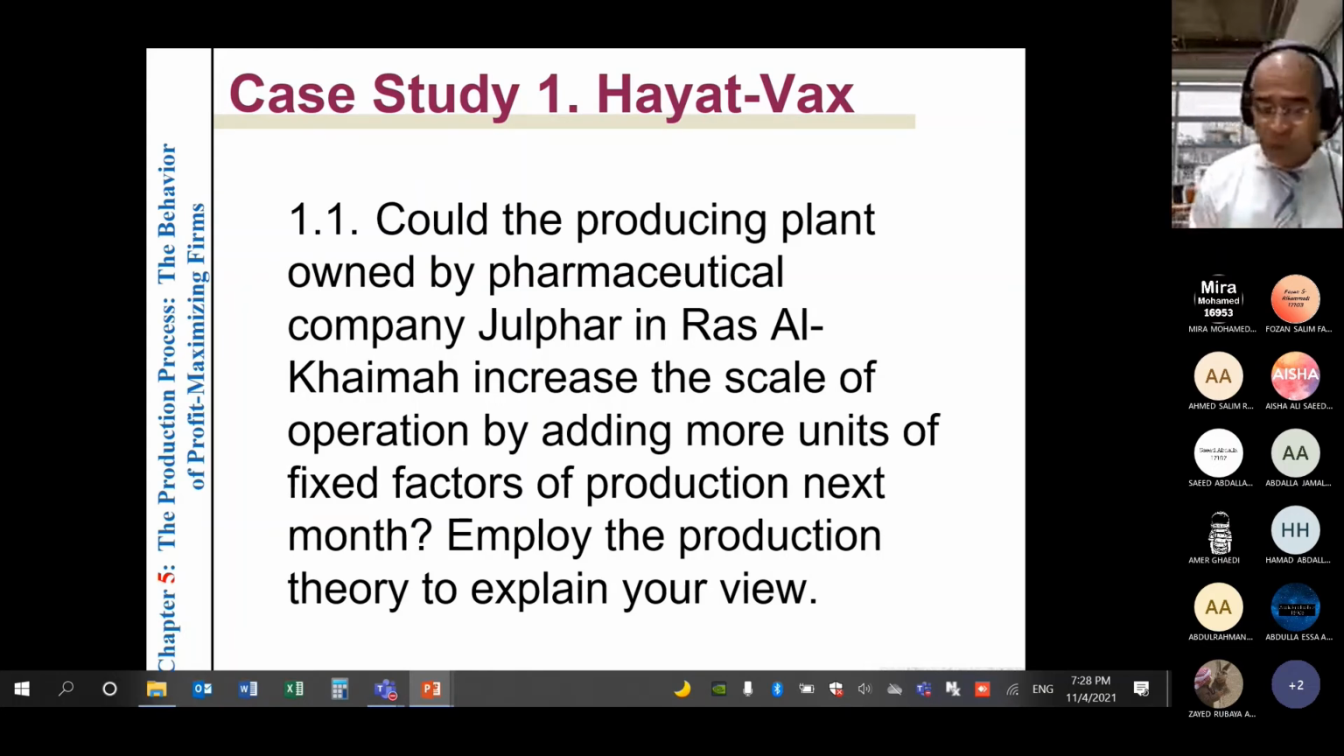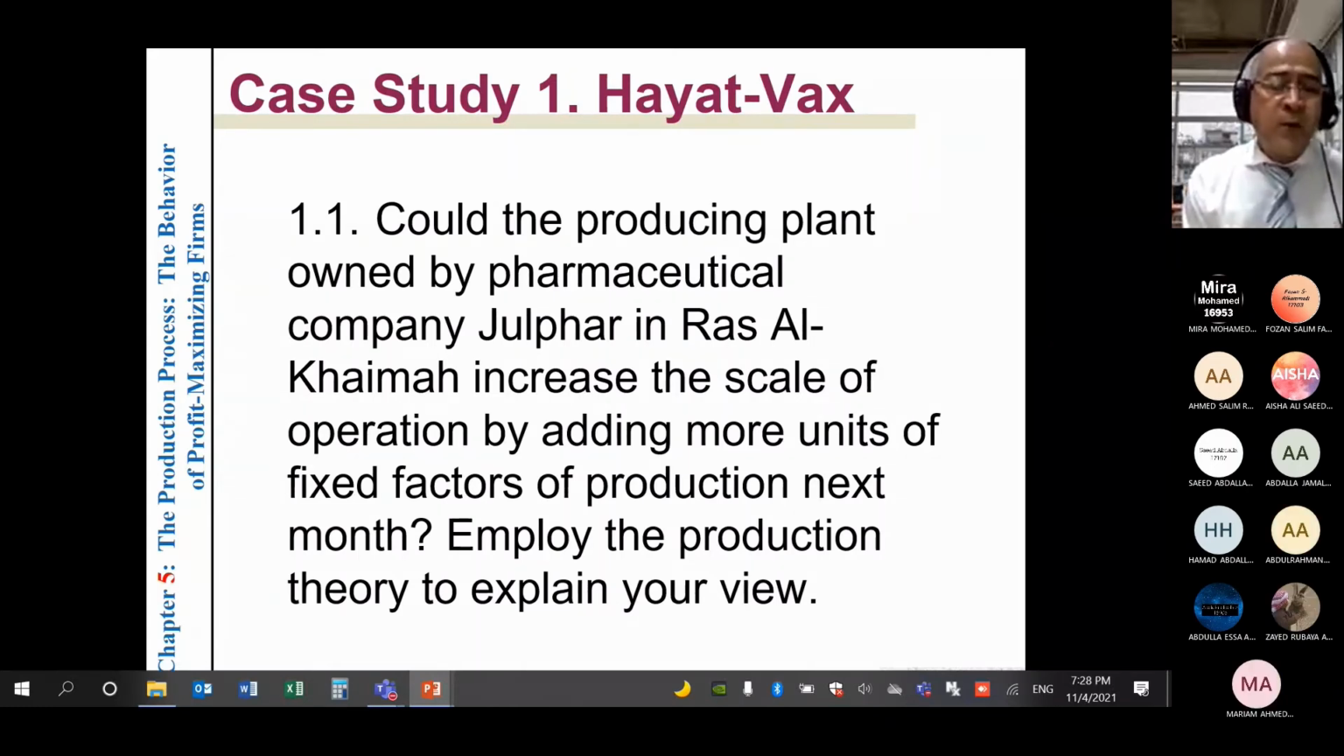So again, what is the answer to this question? Can the producing unit increase the scale of operation? No. One month is a short period of time. Capital is fixed. We cannot increase the scale of operation. Increasing the scale of operation may take 2 years, which is a long period of time. But meanwhile, we can increase production by increasing labor. So this is my answer.